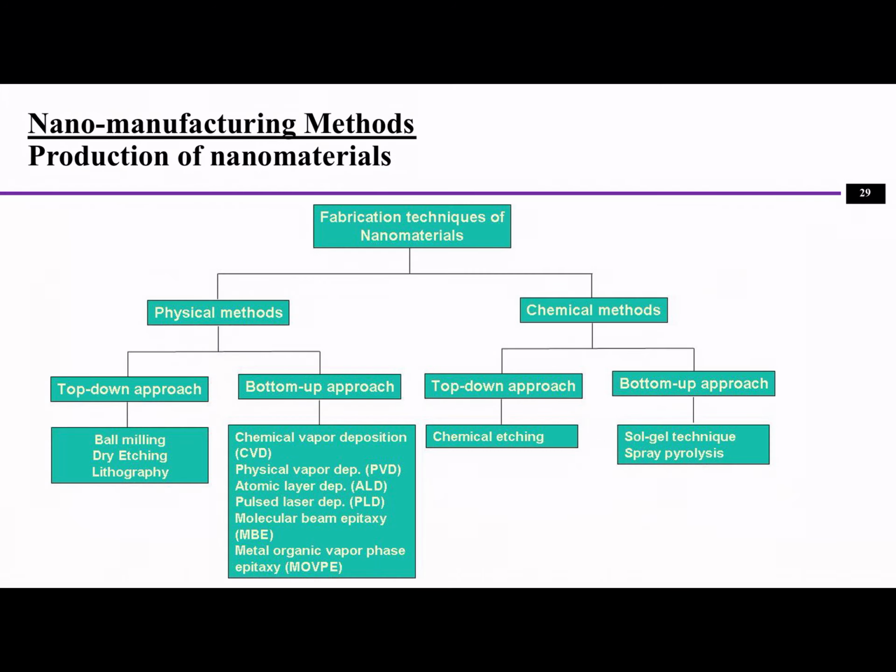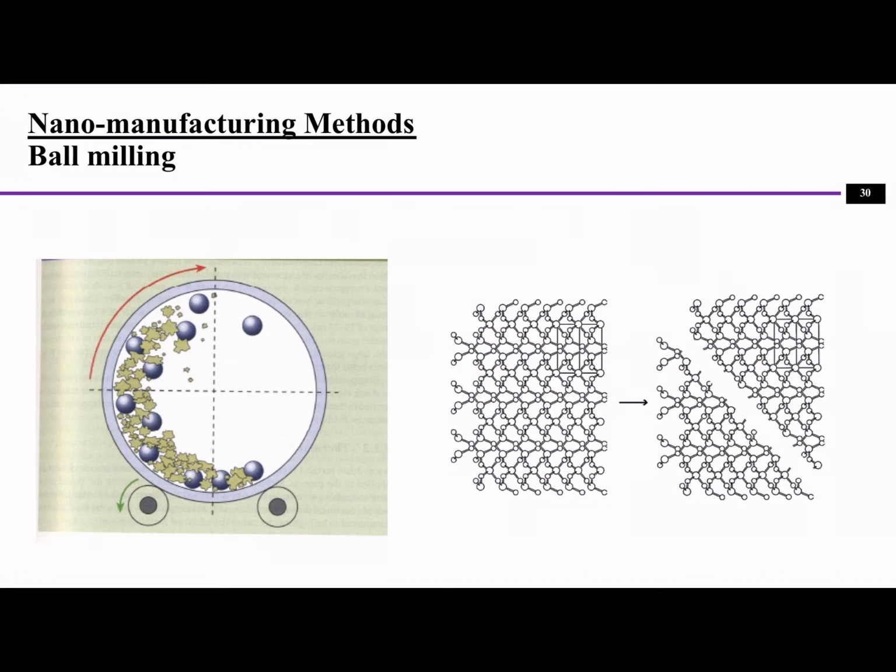Next, I want to talk a little bit about the production of nanomaterials. There are really two different categories of processes. One is physical methods, and the other is chemical methods. I'm going to go through several methods in this course. The first one is a physical method, which is ball milling.